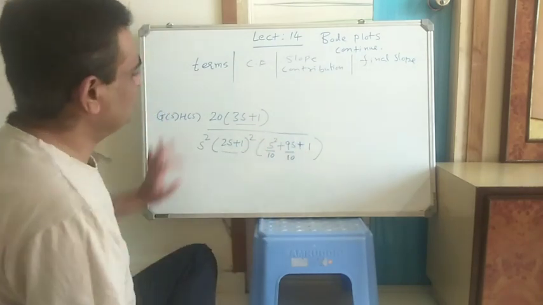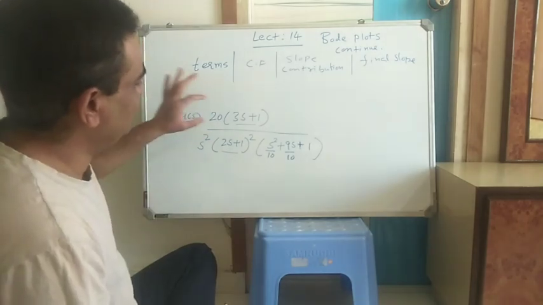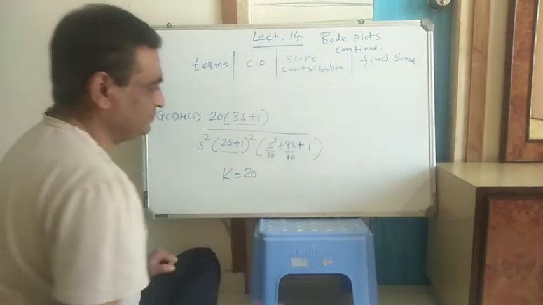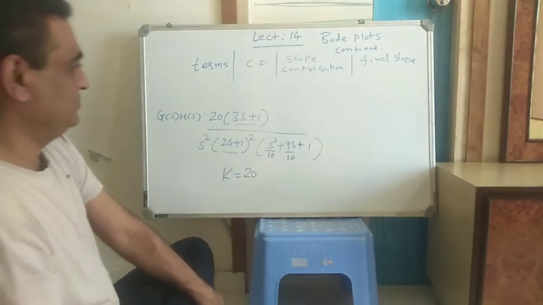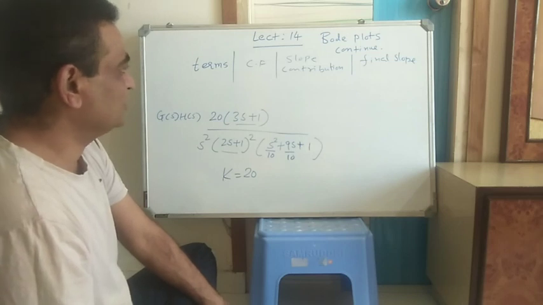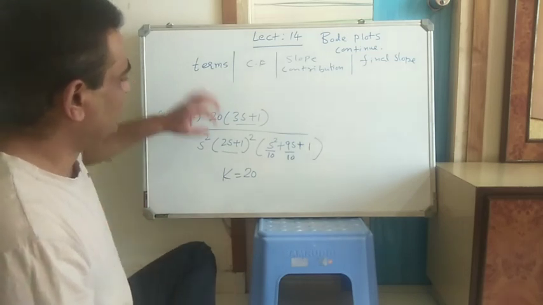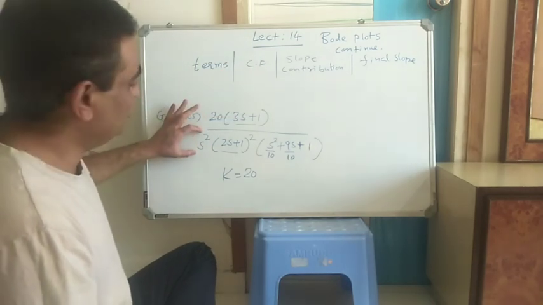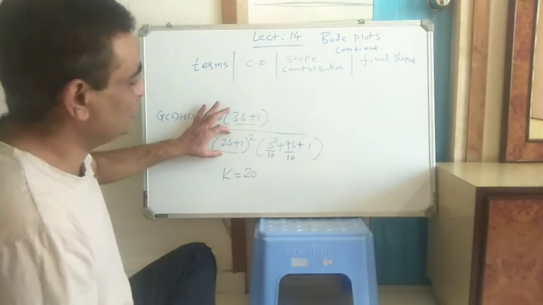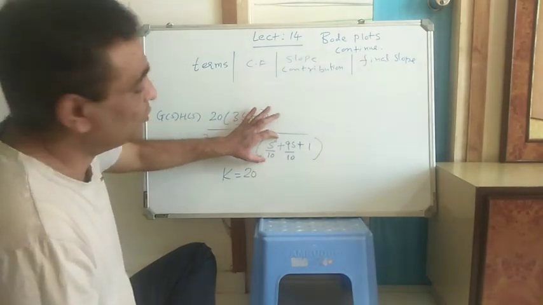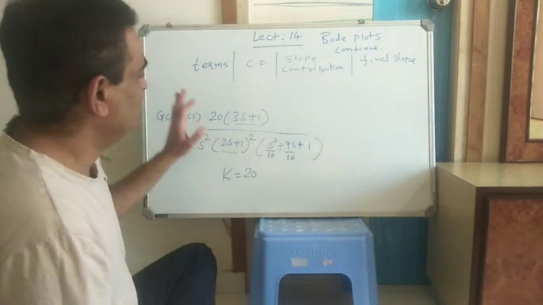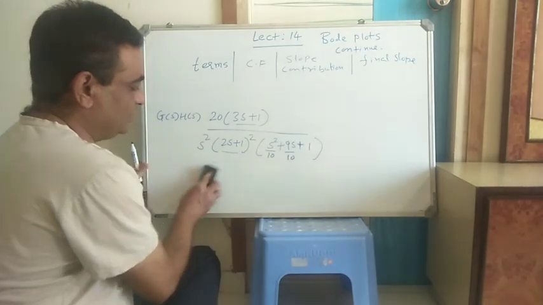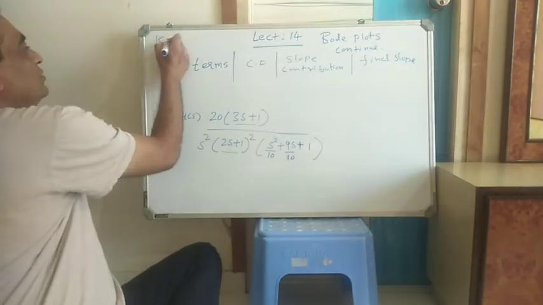So the steady state gain k is 20. This is the steady state gain k. Now, what are the terms? The terms are k, 3s plus 1 in the numerator, s square in the denominator, 2s plus 1 whole square in the denominator, and there is a second order term in the denominator. So I need to find the corner frequencies first.